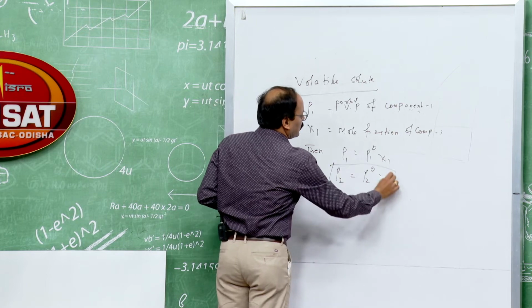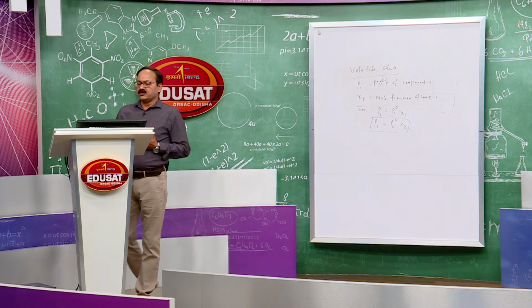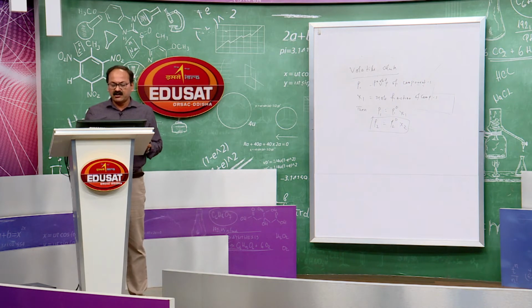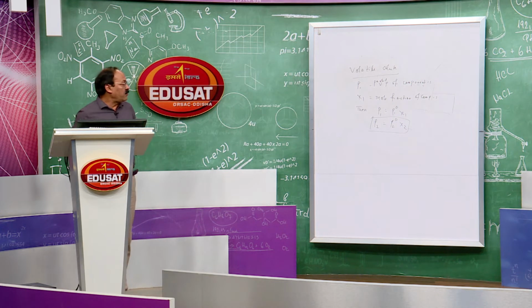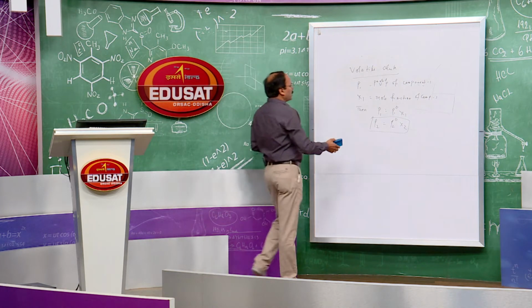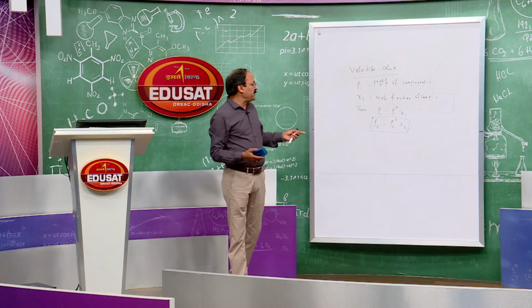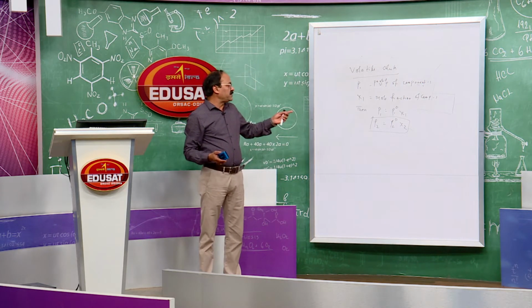So, this is your Raoult's law for a volatile solute. In the examination you have to see what type of solute is given, whether it is non-volatile or volatile. If it is volatile, you will write p1 = p1⁰x1, p2 = p2⁰x2.